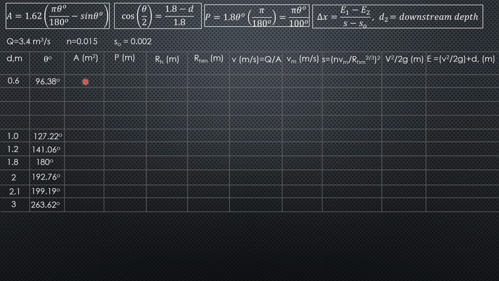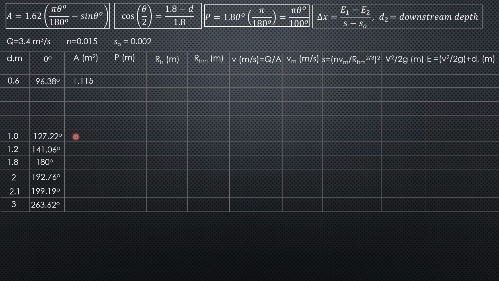Then for the area, set up in your calculator 1.62 times open quantity pi times 96.38. So everything here must be computed, the area. So pi 96.38 over 180 minus sine of 96.38. Set that up in your calculator. You will get an area here of 1.115.